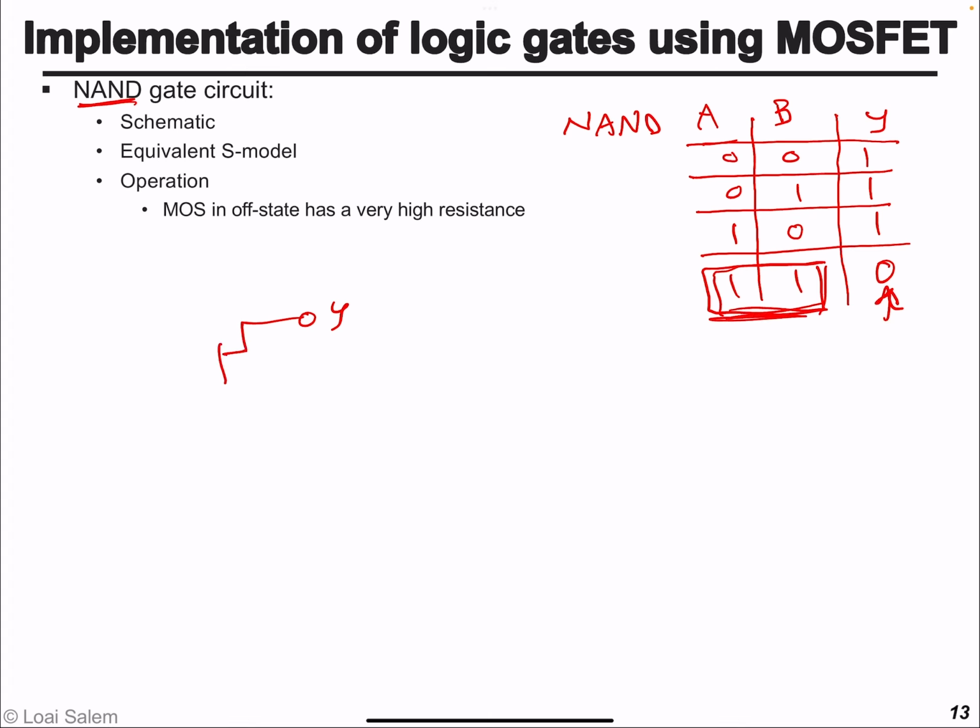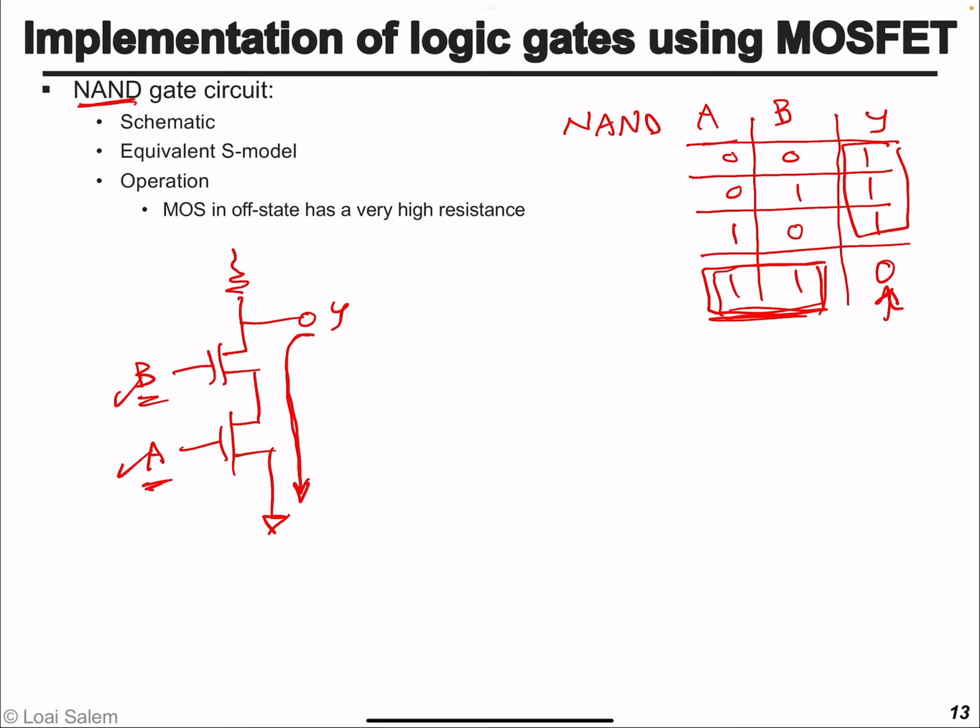So we can just connect two NMOS transistors in series to the ground. This is input A, this is input B. So when both are on, they will bring the node Y to the ground. Otherwise, the output should be 1. If B is 0 or A is 0, essentially the pull-down path is going to be open. And so we put a resistor at the top, a pull-up resistor, so that it pulls up the output Y to VDD. And that's how to implement a NAND gate.